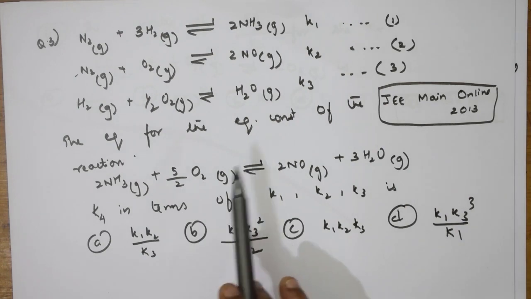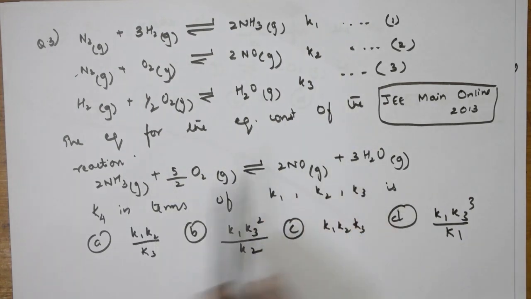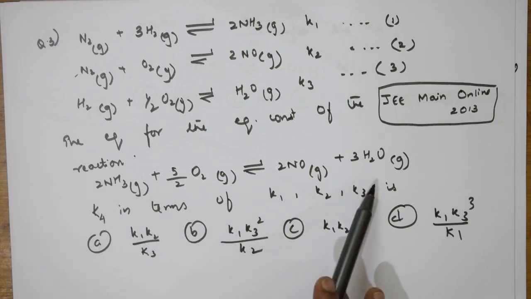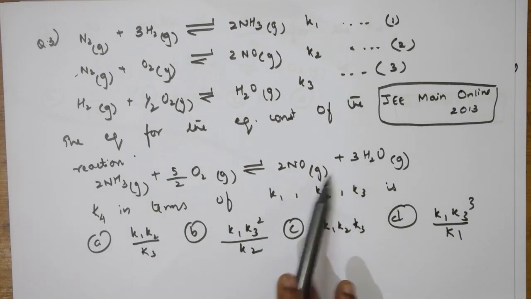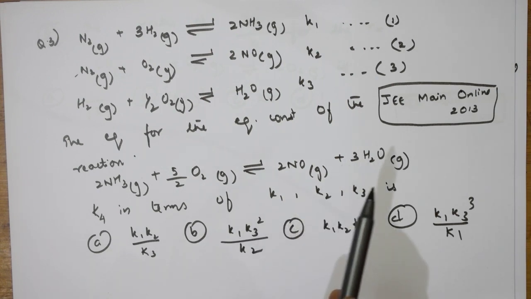They've given this and they're asking us to find the equilibrium constant for this reaction. So this will be K4, isn't it? I need to find K4 in terms of K1, K2 and K3. Remember that. So let us solve this question. How should I solve? As soon as this question is given to you, you write in the required reaction.